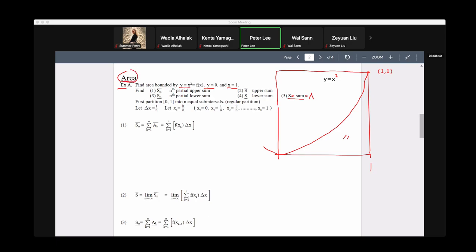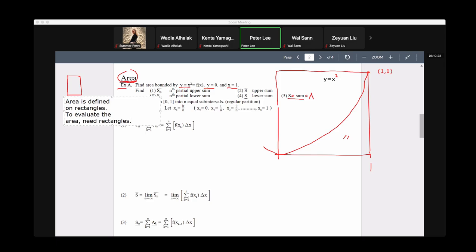So now we have to go back and figure out how the area is defined. Most of the area is actually defined on a rectangle. So what is this? Area is defined on a rectangle. So if you want to evaluate area, what do you need? You need a rectangle.